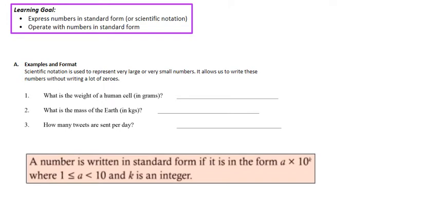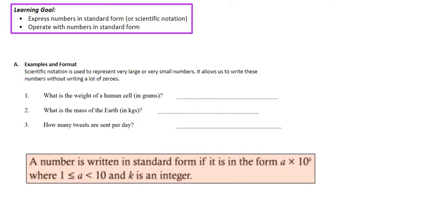So welcome to Unit 1, Lesson 2, which covers scientific notation. The goals here are to be able to express numbers in standard form, more commonly known as scientific notation, and to be able to perform operations with numbers in this form. For example, to multiply or divide numbers in this form.